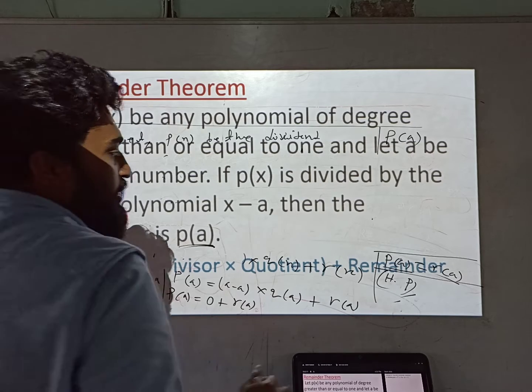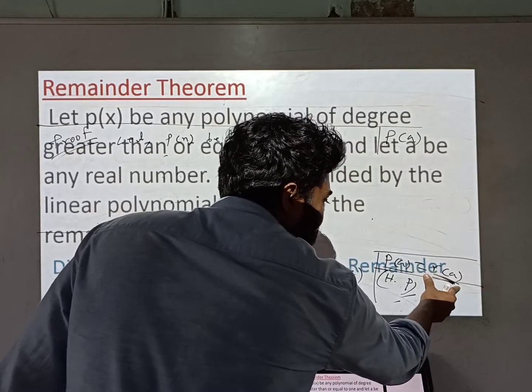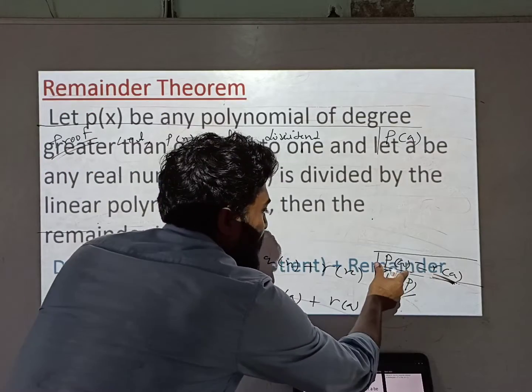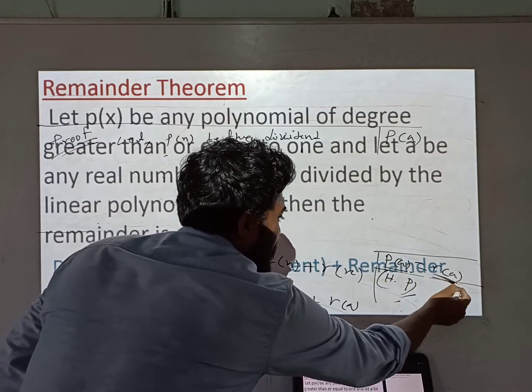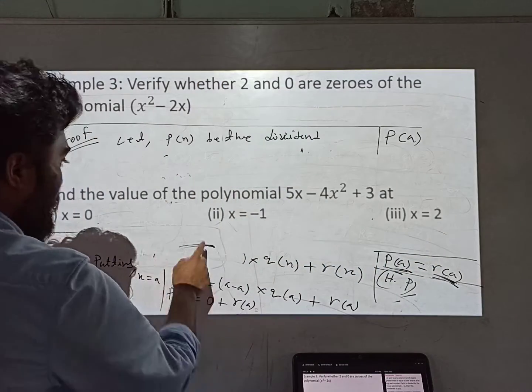Yes or not? So this is the remainder na, this is the remainder, and that is equal with p(a). The same thing is telling, remainder will be p(a). So remainder is equal with p(a). Okay, so remainder is p(a). So correct, we have proved. Now we'll solve this question, the second part.